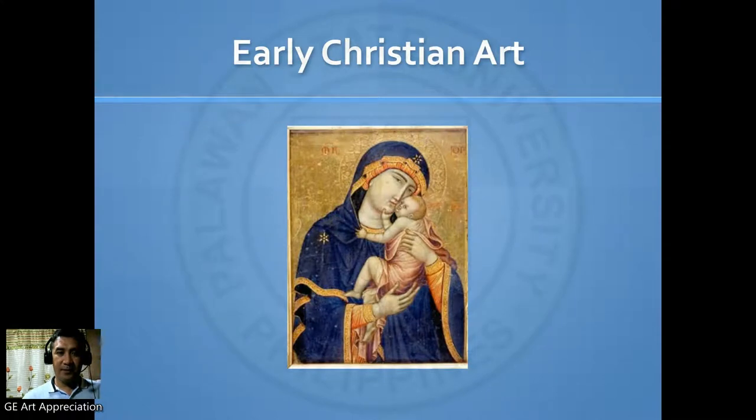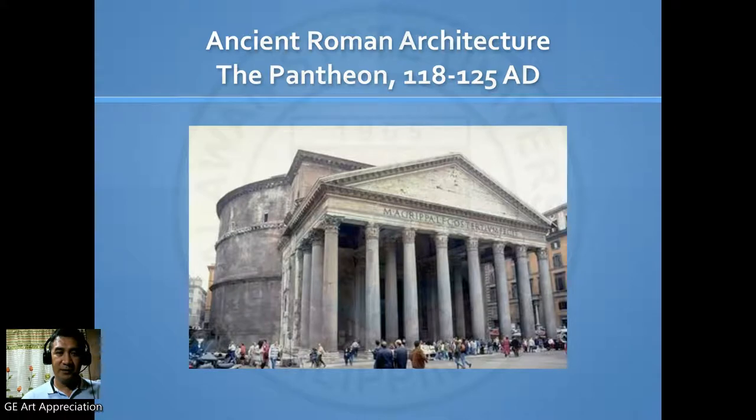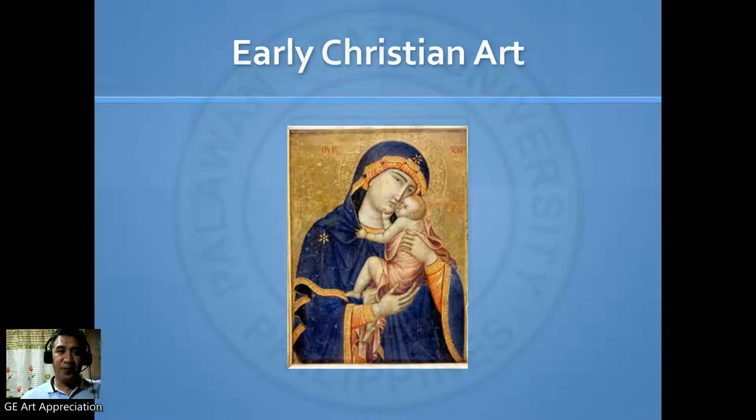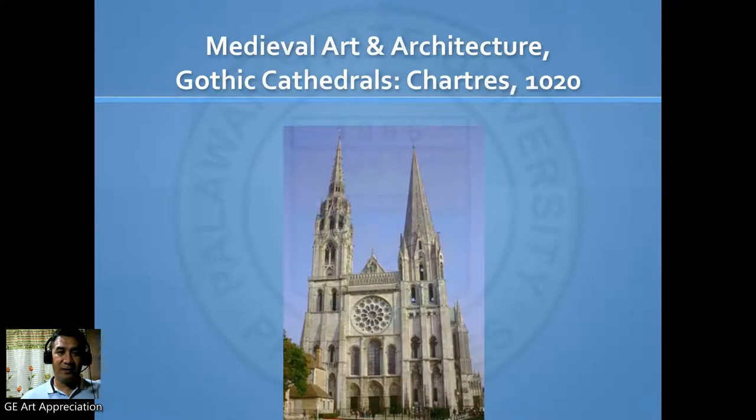Since there was a collapse during the time of the ancient Romans, the early Christian art came in. We have the medieval art and architecture. Again, as I have said, since there was a collapse of the architectural buildings, during the medieval times the cathedrals came in.